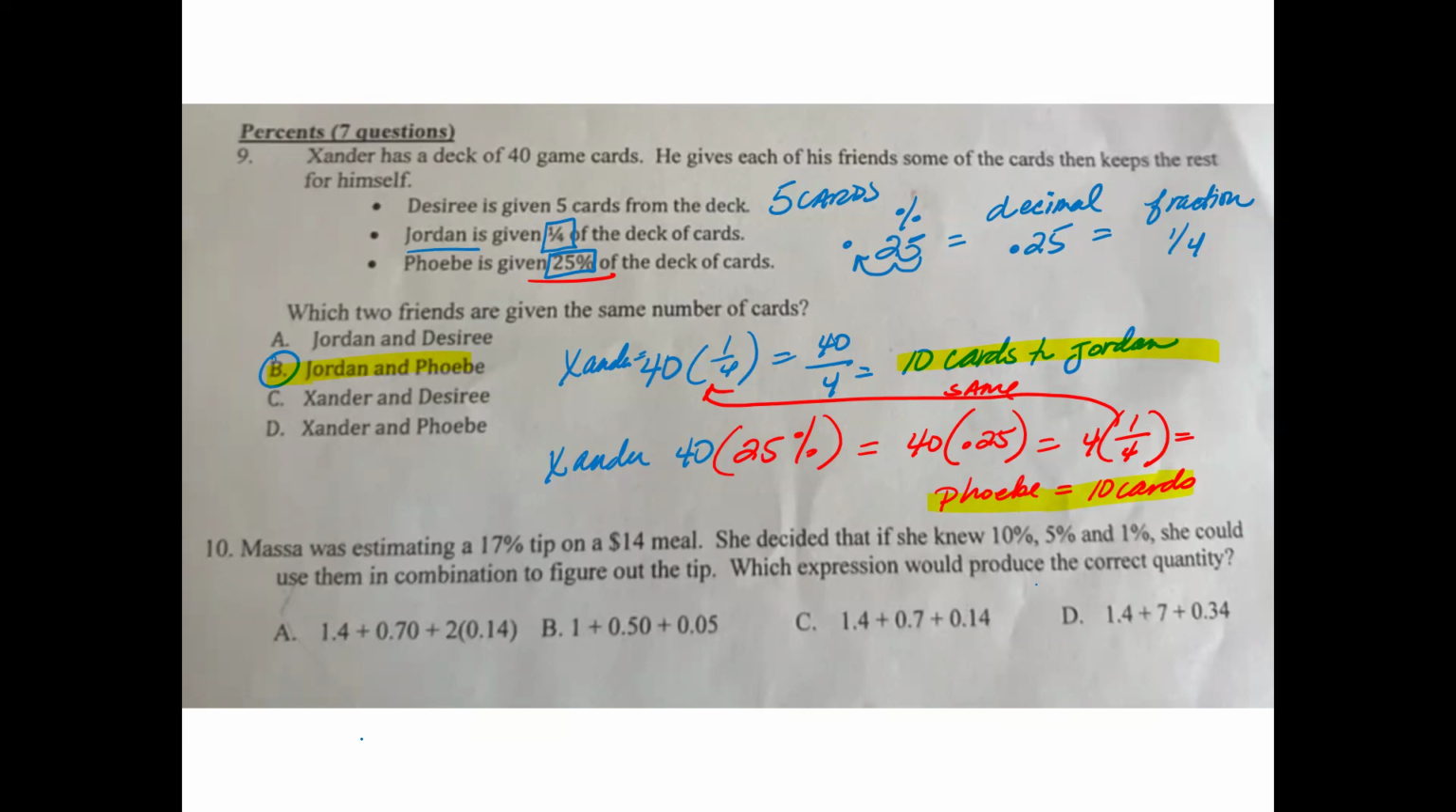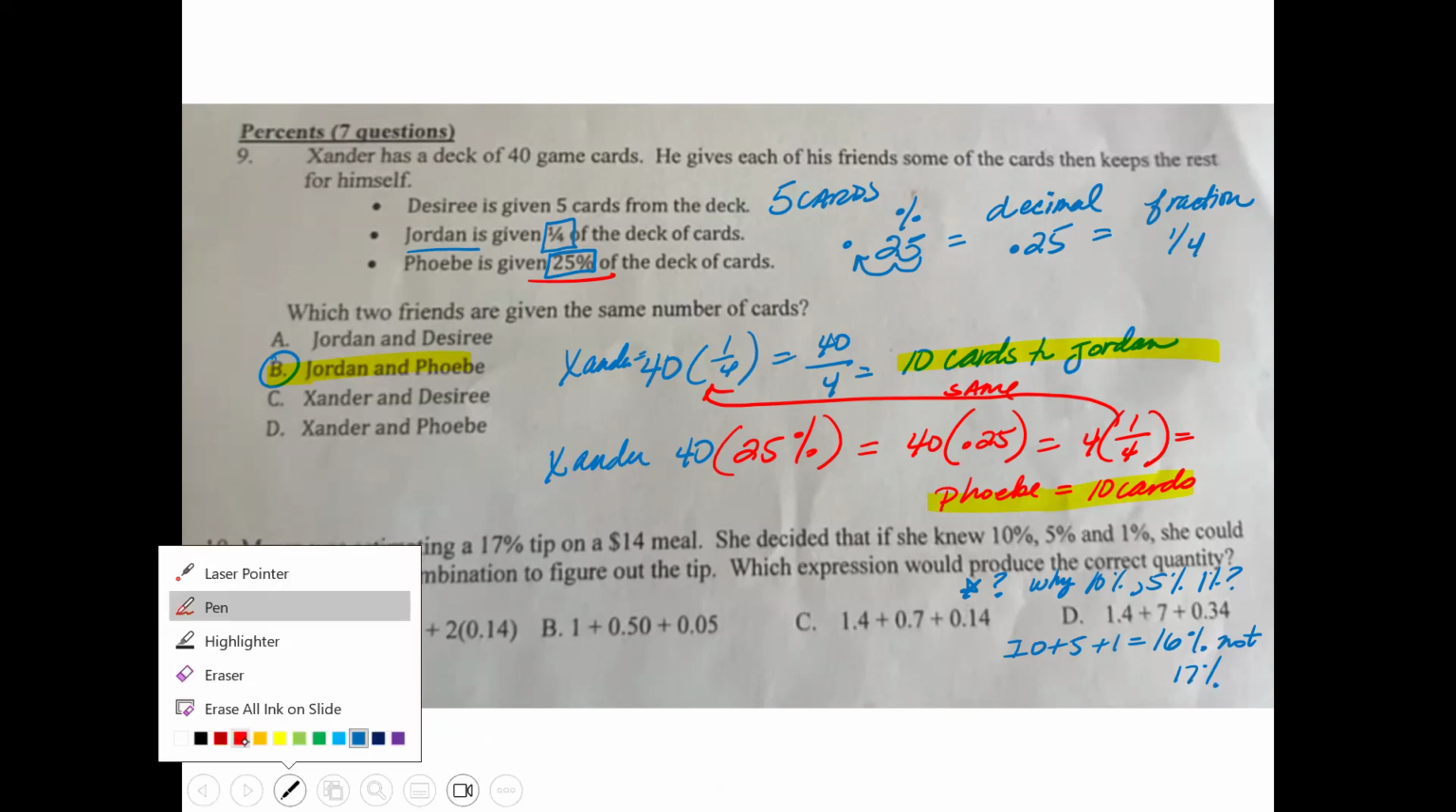Okay. I don't understand why it's 10, 5, and 1, because 10 plus 5 plus 1 gives me 16, doesn't it? Doesn't she want 17%? So my first question, you need to ask this question to Mrs. Bruce: why 10, 5, 1? 10 plus 5 plus 1 equals 16%, not 17%, right? So ask her about that.